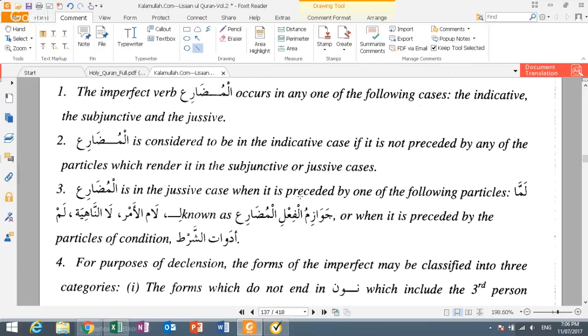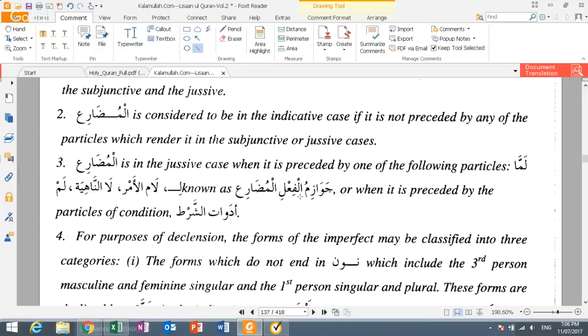Al-mudari' is in the jussive case when it is preceded by one of the following particles: lamma, lan, la nahiya, or lam. And lam, la. And there is another word. In shartiya. And li, known as jawazimul fi'l mudhari'. So we call them Jawazimul Fi'l Mudhari'. Or when it is preceded by particles of condition, Adawatu Shart, like in.